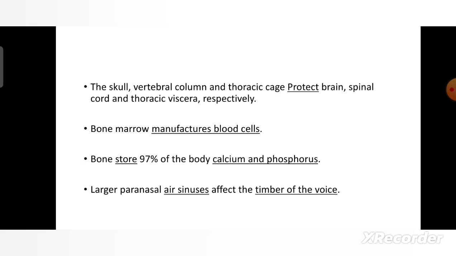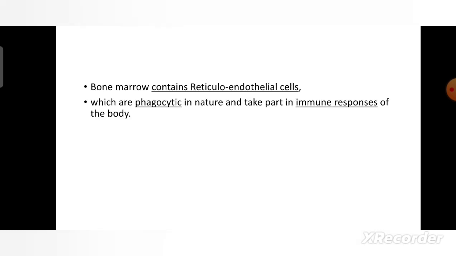Bone marrow manufactures blood cells. Bone stores 97% of the body calcium and phosphorus. Larger paranasal air sinuses affect the timbre of the voice. Also, bone marrow contains reticuloendothelial cells, which are phagocytic in nature and take part in immune response of the body.